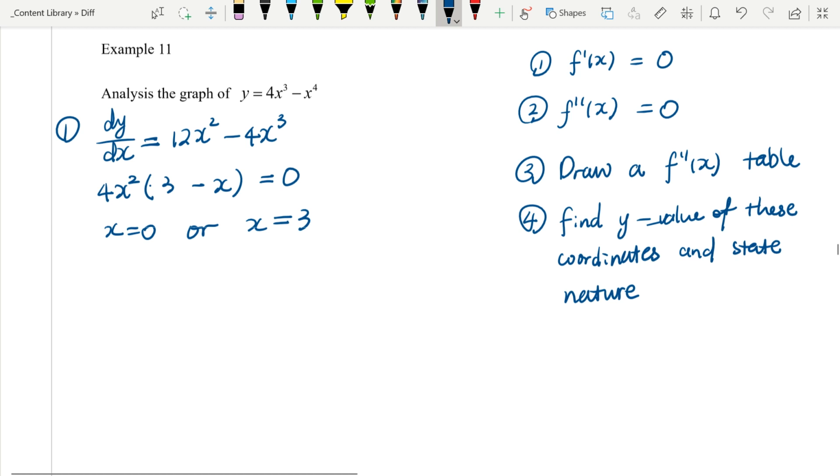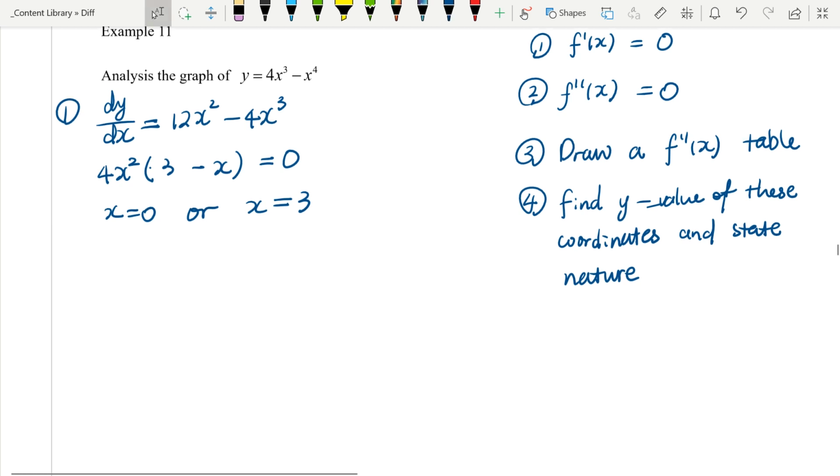So what could those 2 points be? Stationary points. They can be turning points, maximum, minimum, or it can be a stationary point of inflection. Can't make a conclusion yet. I will just leave it here and come back to those 2 later.